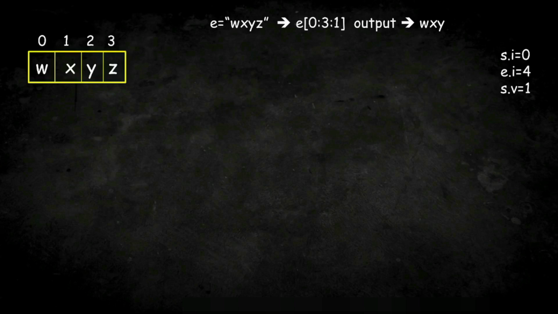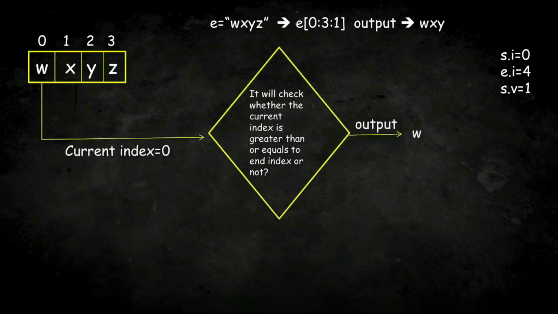As you can see, we have a string wxyz and we want to execute this line, that is a[0:3:1]. Within the square brackets we have 0 as the start index and 3 as the end index, and we have also declared the step value as 1. Our expected output is wxy. Now the initial value of the current index is the value of the start index. In our case it is 0.